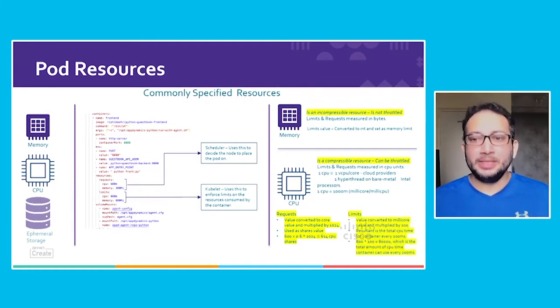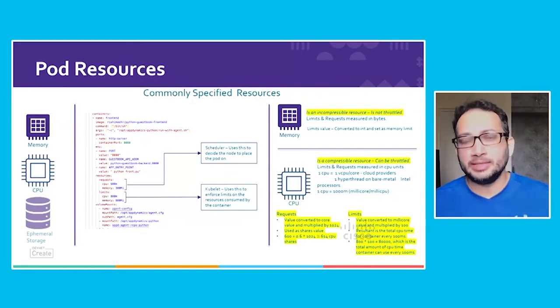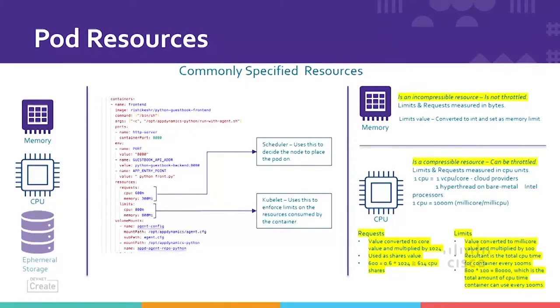Now limits. Limits are values converted into millicore and multiplied by 100. And the result is the total CPU time that's available for your container every 100 milliseconds. So in this case, it's 800. 800 multiplied by 100 is 80,000 microseconds. So that's 80 milliseconds every 100 milliseconds. Your container essentially gets 80 milliseconds every 100 milliseconds for the application to execute. So what this means is that if a particular container needs more than that, it will not get those many CPU cycles. You will get it in the next 100 milliseconds.